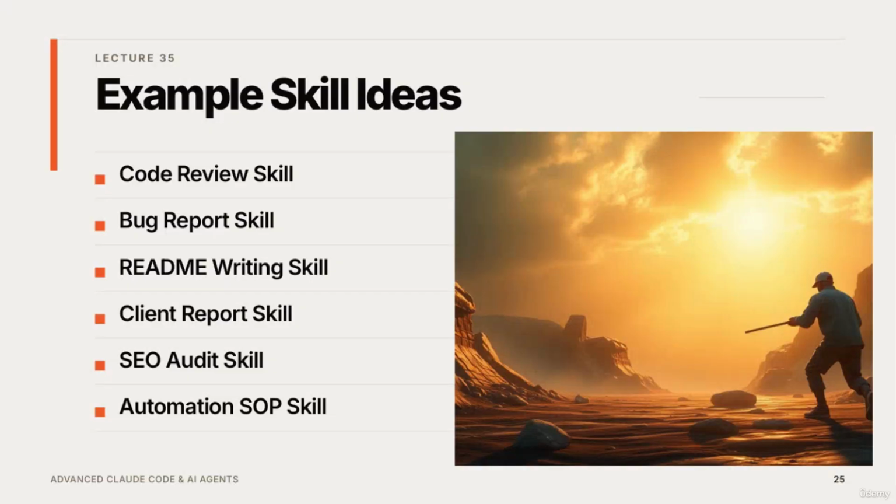On this slide, we're focusing on some practical skill ideas that are essential for advanced work with Claude Code and AI agents. These skills include the code review skill, which is crucial for ensuring the quality and functionality of software before deployment. Next, the bug report skill helps in effectively identifying and communicating issues so they can be resolved quickly.